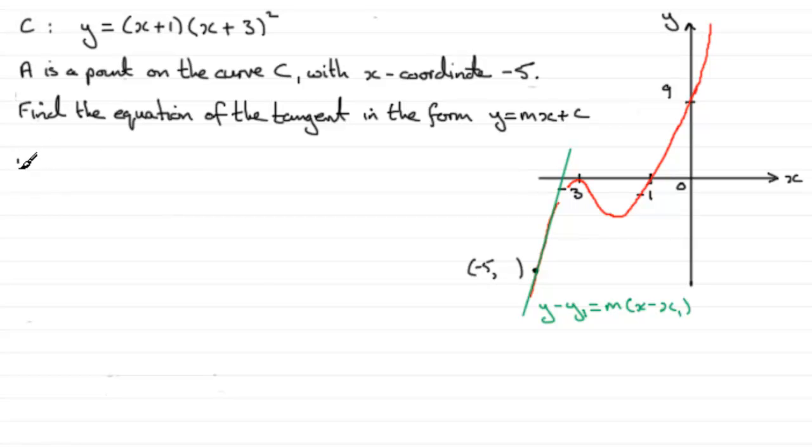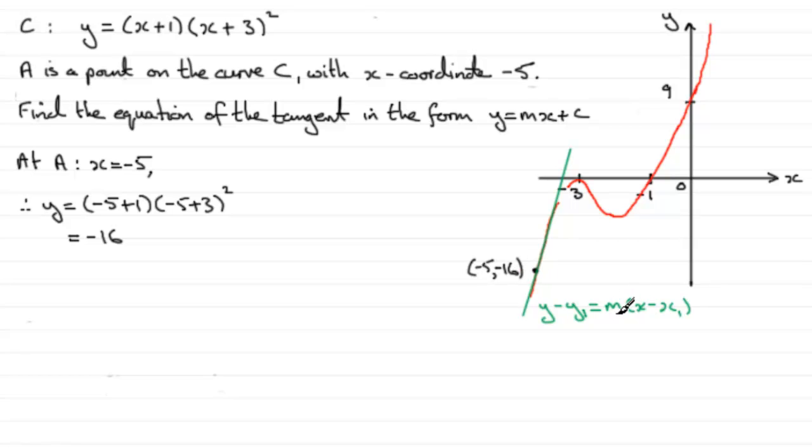So that's the first thing we're going to do. At A we know that x equals -5, and we can get the y-coordinate by substituting x is -5 into this equation. So y will be equal to -5 plus 1 all multiplied by -5 plus 3 all squared. Well, -5 add 1 is -4, and this is multiplied by -5 add 3, which is -2 squared, so that's going to be 4. 4 times -4 gives me -16. A negative coordinate, as we would expect. So we'll pop that in there, that's now -16.